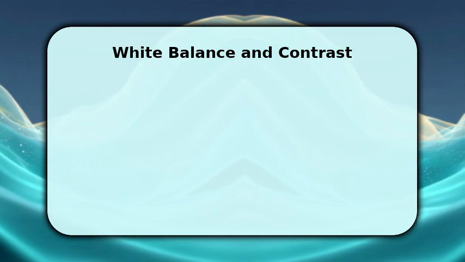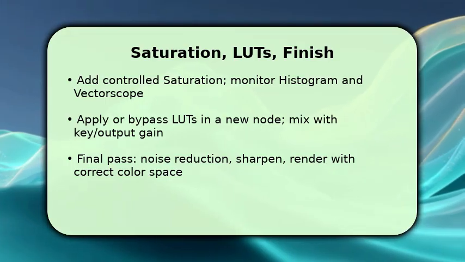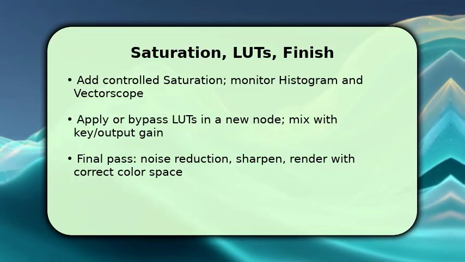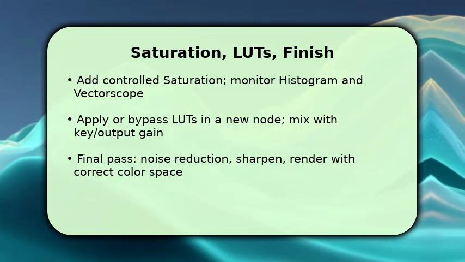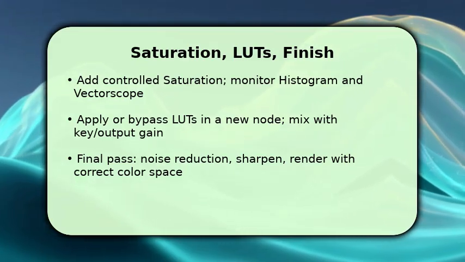Finally, set saturation to taste while watching the vector scope so colors stay natural. Raise or lower in small increments. If using a creative LUT, place it after primaries in its own node and toggle bypass to compare. Reduce its intensity with key or node mixer if it's too strong.